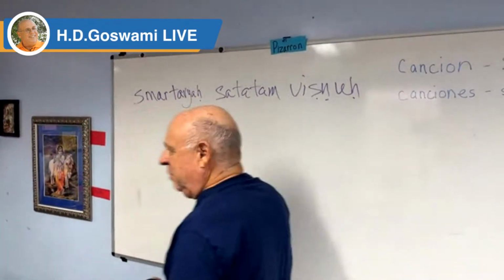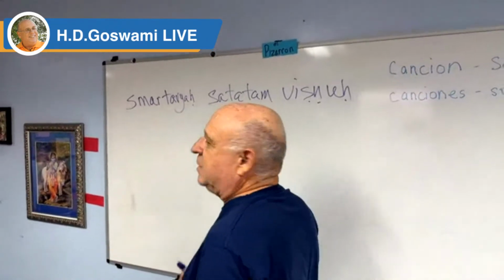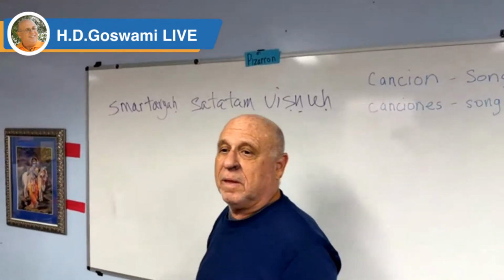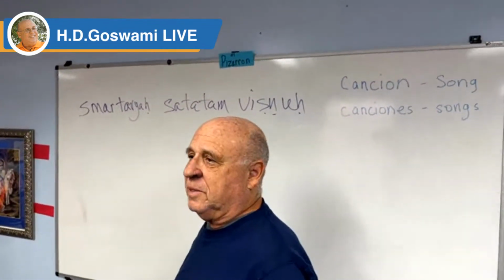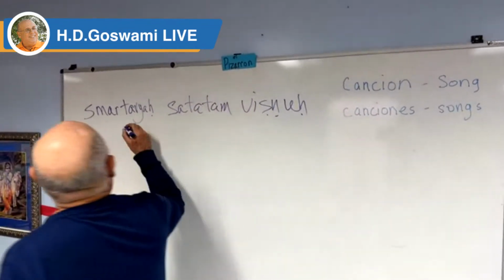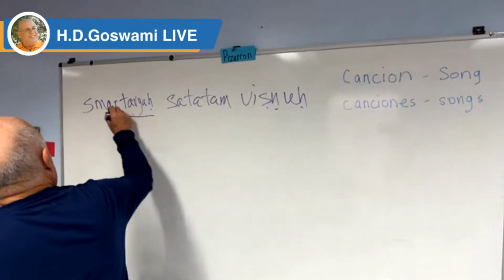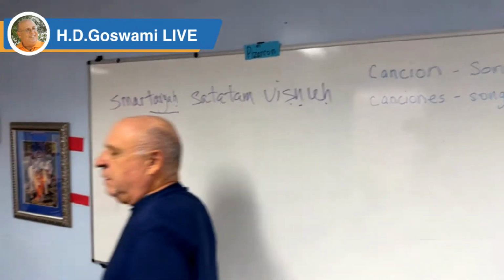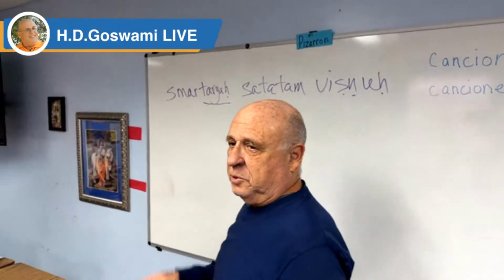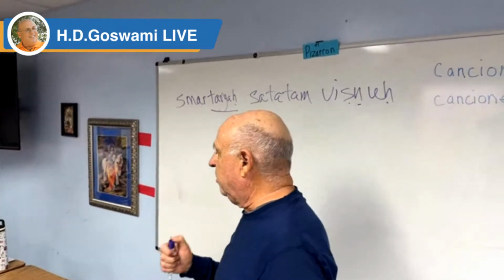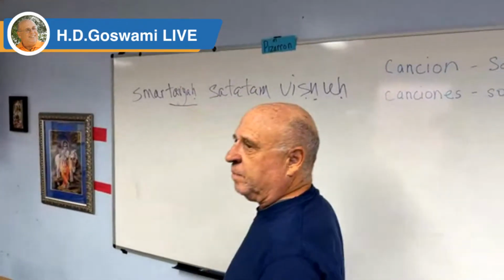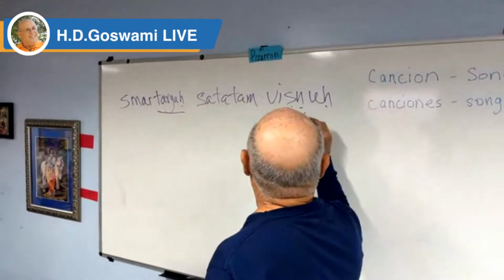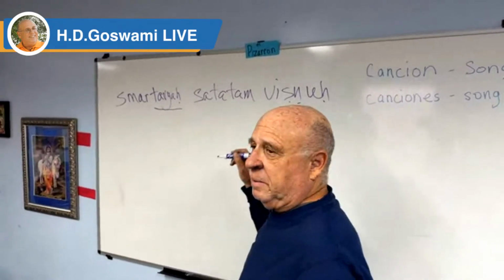So, Smartavya. Does anyone know what Smartavya means? Does it sound like any other word? Yes, to remember? Well, you're on the right root, but it's a particular form. This Tavya, and this is a root of Smar or Smri, to remember. It means to be remembered, that which you should remember. So Smartavya Satatam means what? Always Vishnu. Vishnu is always to be remembered.